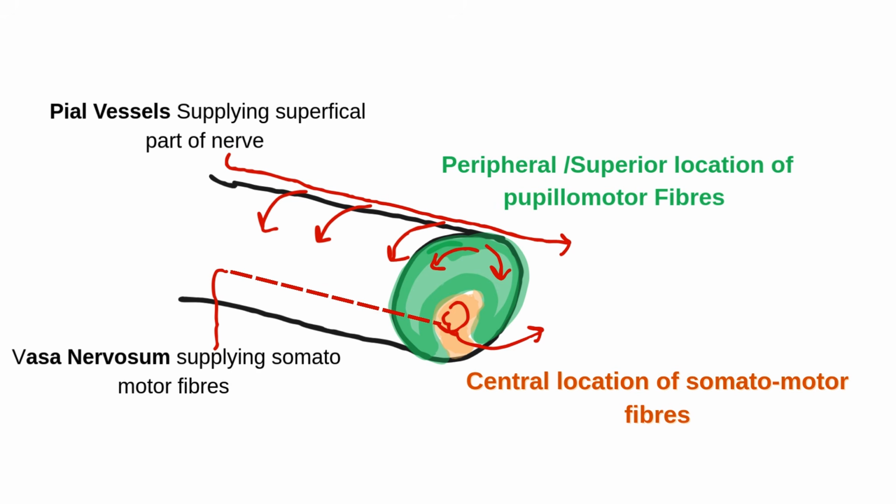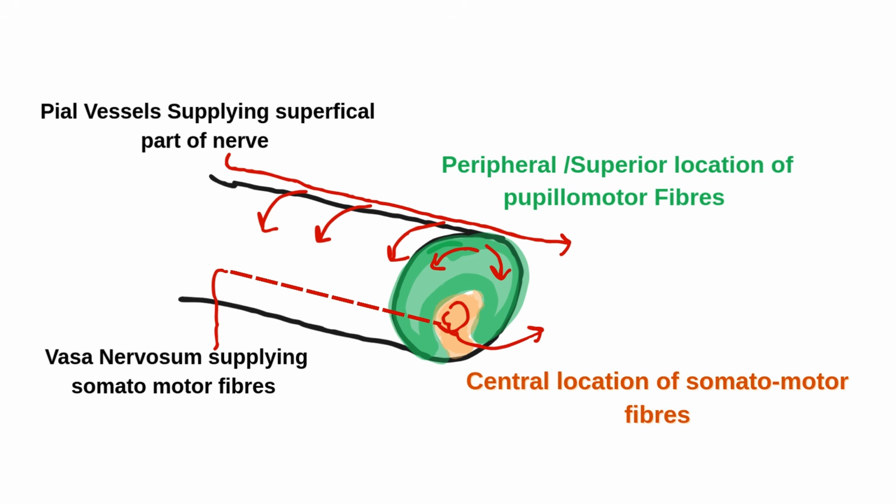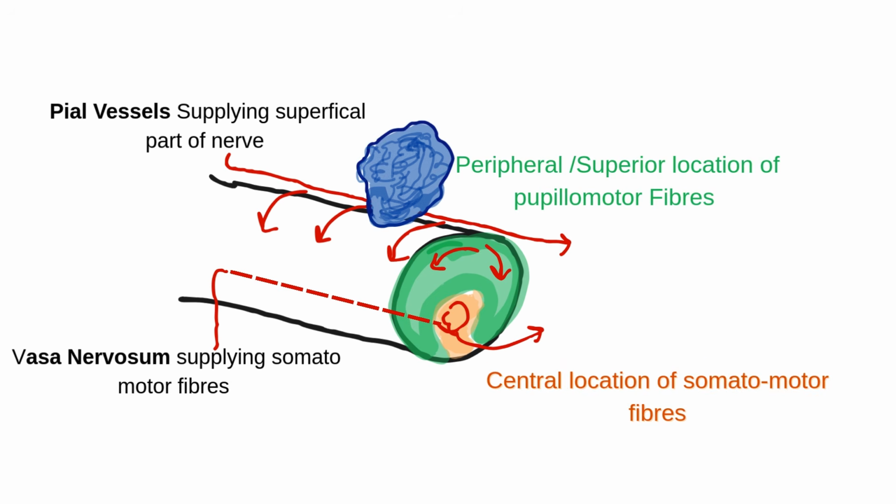The blood supply also matters. Each nerve has a vasa nervosum, which supplies the inner part of the nerve, so it mainly supplies the somatomotor fibers. The superficial pupillary fibers are, however, supplied by the branches of the pia mater. So when something compresses the nerve from the outside, it usually affects the superficial pupillary fibers first, leading to a dilated pupil.